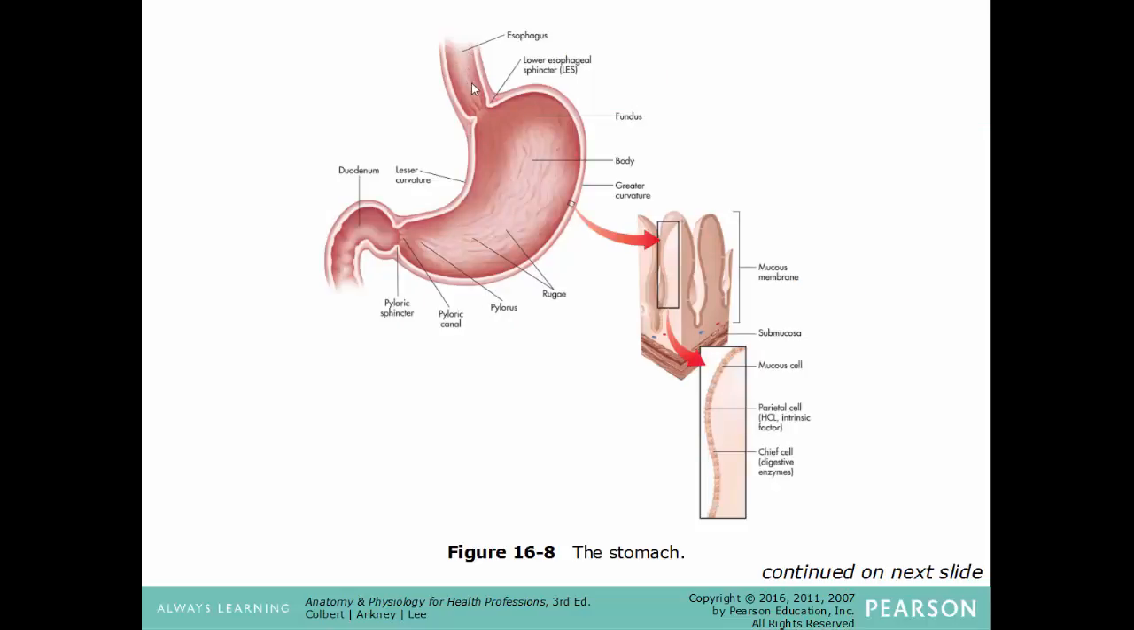Of course, you have the esophagus here, the cardiac sphincter, or lower esophageal sphincter, here. So the cardia would be here. You have the fundus here. The body is the main portion of the stomach, which includes the lesser curvature here, then the greater curvature here, then the pylorus here. And what controls how much material leaves the stomach is the pyloric sphincter here.